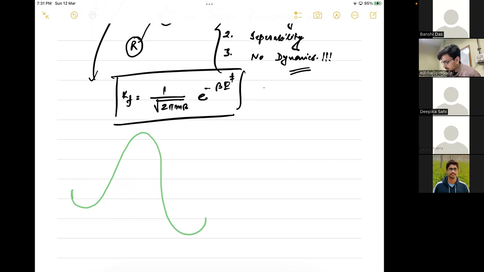What is an activated process? If the energy between the reactant well and the transition well is greater than the thermal energy, then we call it an activated process. So for an activated process, we assume that the reactant molecules are in equilibrium here. Product molecules are also in equilibrium here, because thermal fluctuation cannot take the reactant molecules to the product side. That's why we're assuming that the reactant molecules are in equilibrium, product molecules are also in equilibrium, even the transition state, the activated complex, is also in equilibrium.